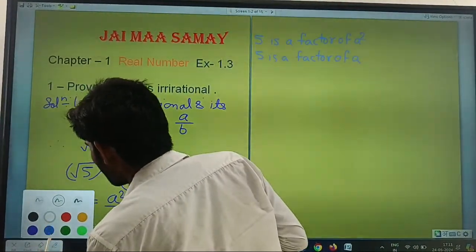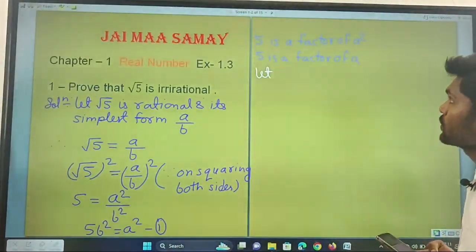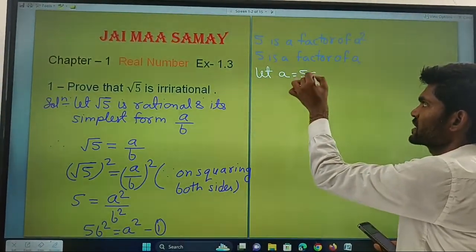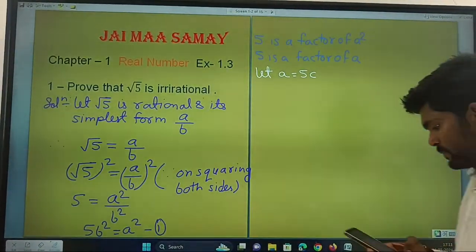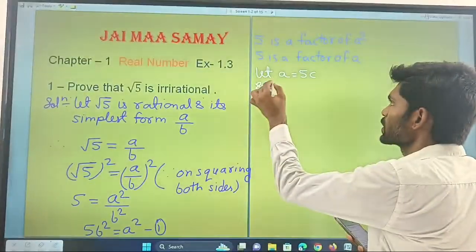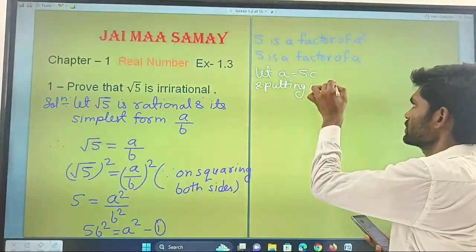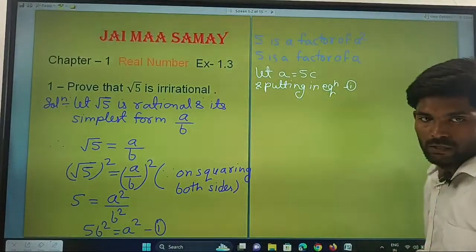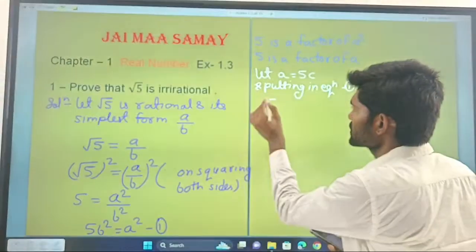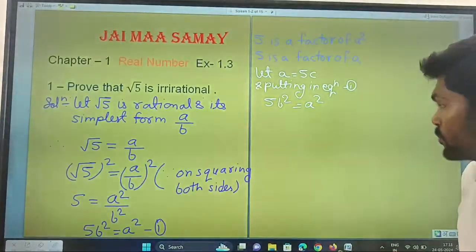Now what? Let a is equal to 5c. Clear? Let a is equal to 5c and put it in the equation. Here we solve. This is the first equation, so note it down: 5b square is equal to a square. Clear?